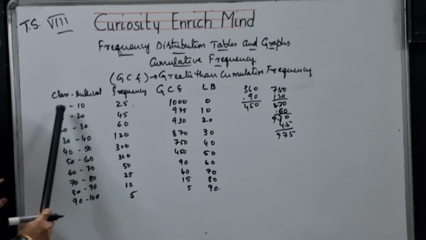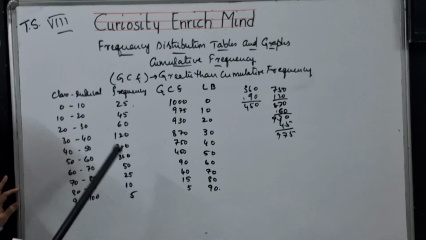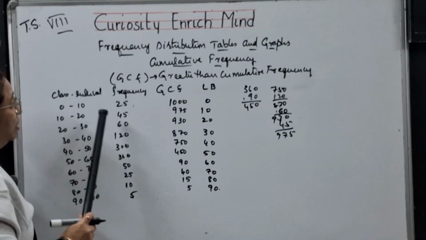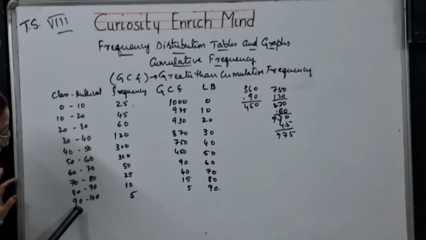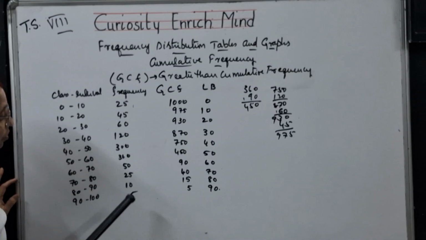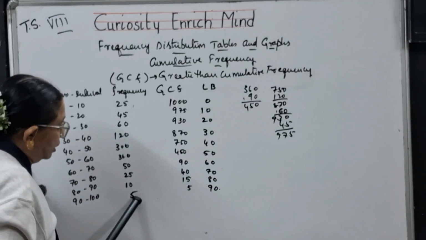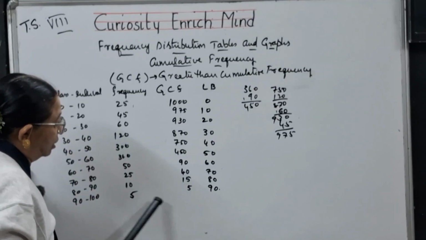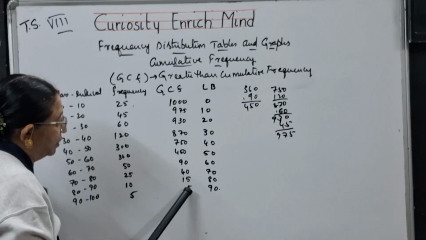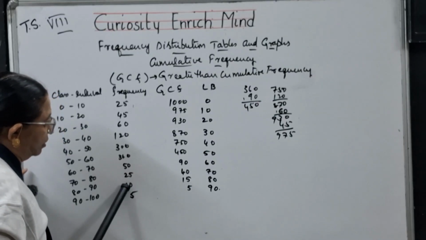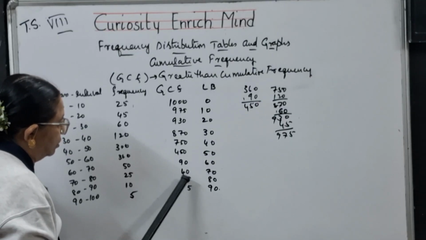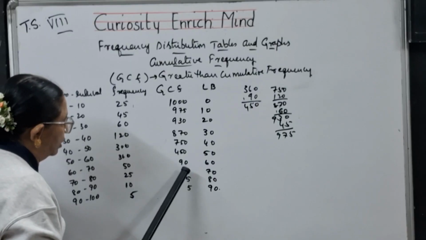Which is the greatest frequency class interval, from there we have to start. So here the greatest frequency is this. So from this we have to do. What we have to do? Whatever frequency that is given, that should be taken as it is. And to this, the previous frequency is added, you will be getting this. This should be added to this to get 40.